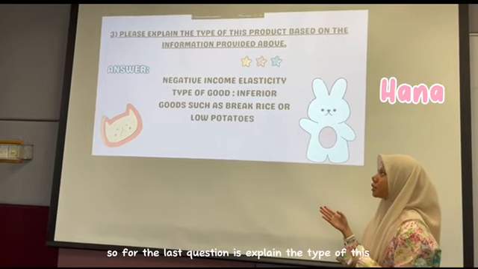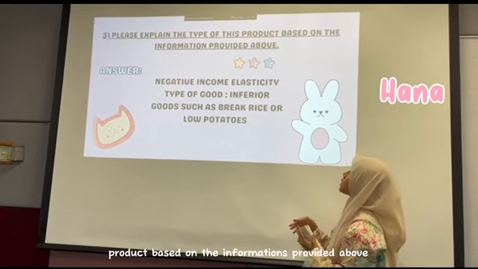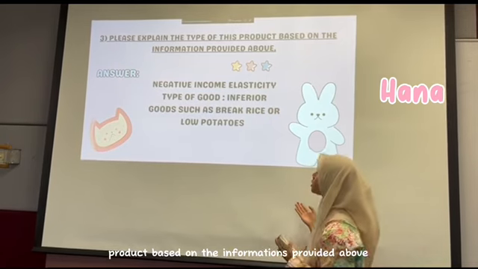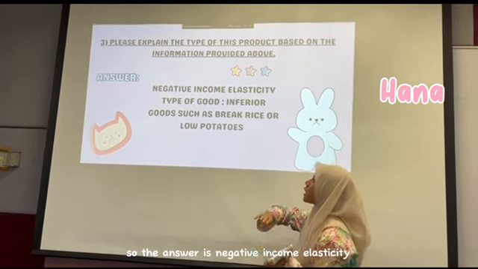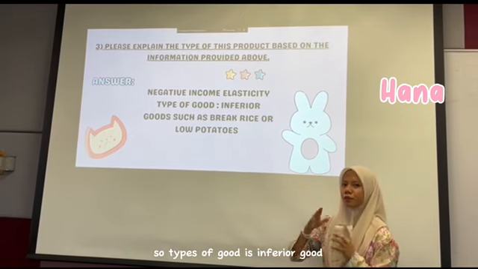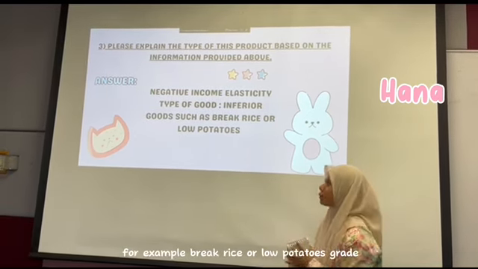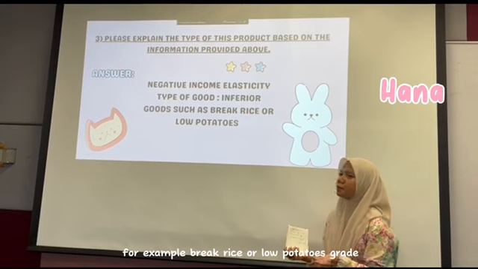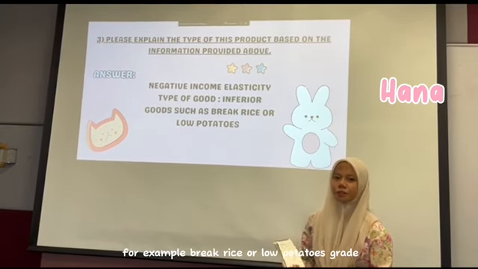So the last question is to explain the type of this product based on the information provided above. So the answer is negative income elasticity. So the type of good is inferior goods, for example bread, rice or low-quality potato bread.